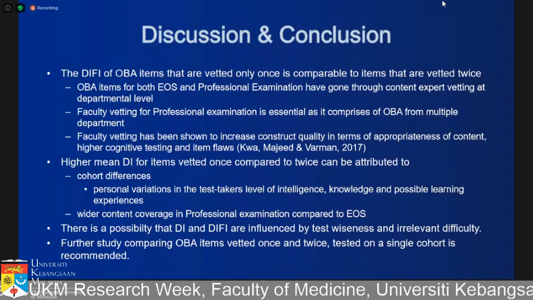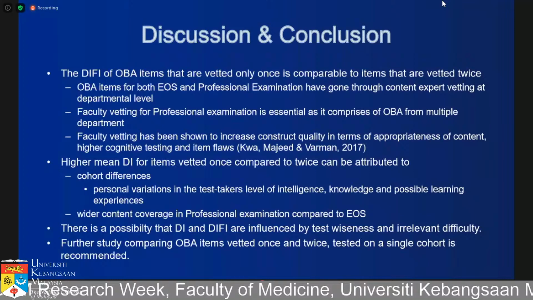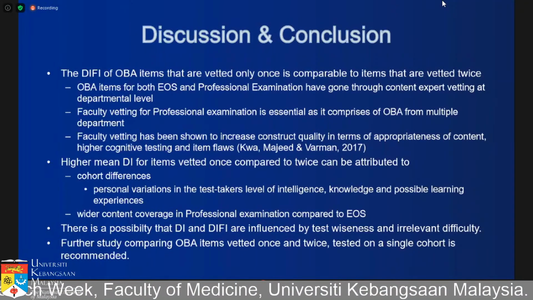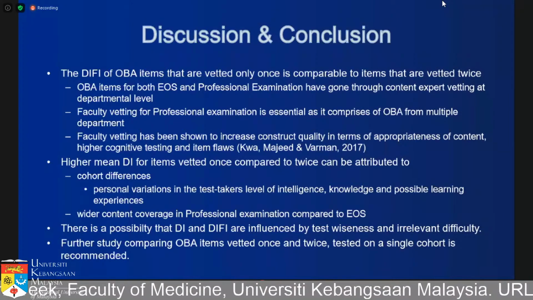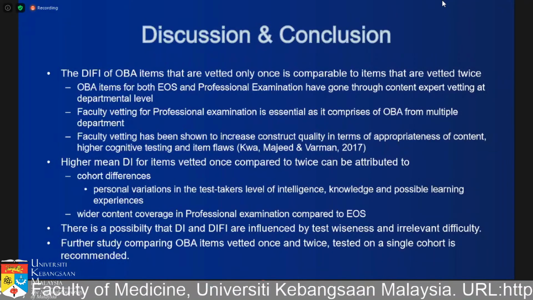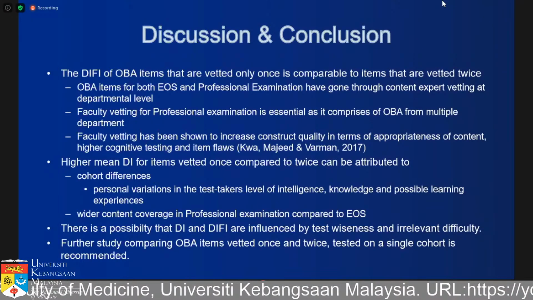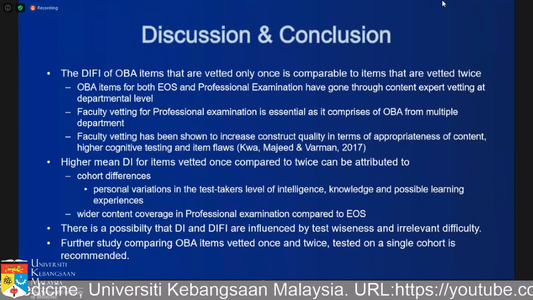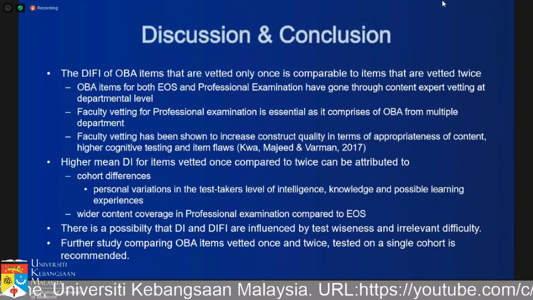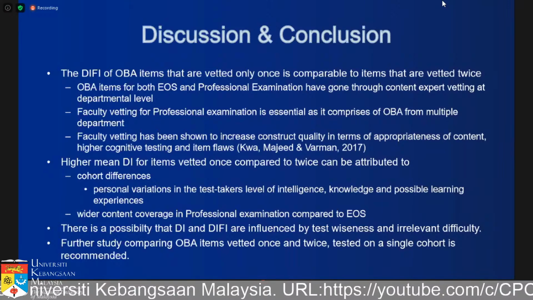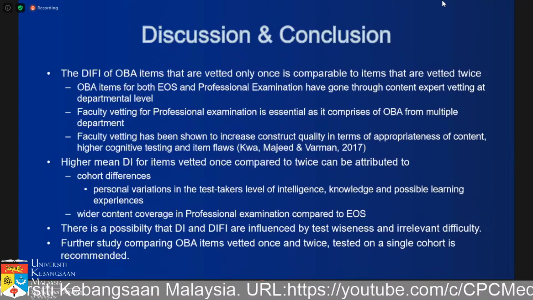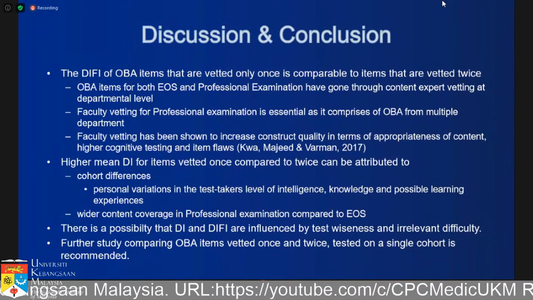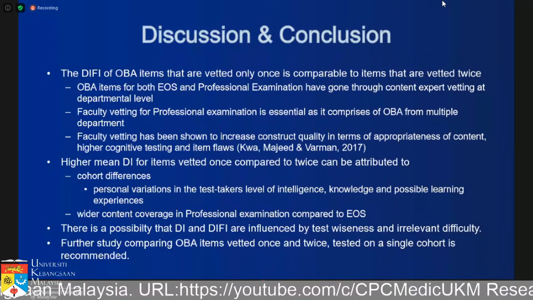Although the results are comparable, this doesn't diminish the value of central faculty vetting for professional exam, because professional exam is quite different from EOS, where professional exam consists of OBA items from multiple departments. So it is important to compile it and vet it centrally for standardization and consolidation. In addition, there's a research in IMU done in 2017 that shows that central vetting does increase the construct quality in terms of appropriateness of content, higher cognitive testing, as well as item flaws.